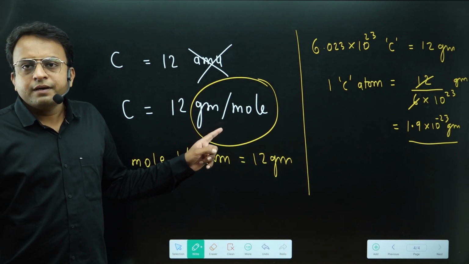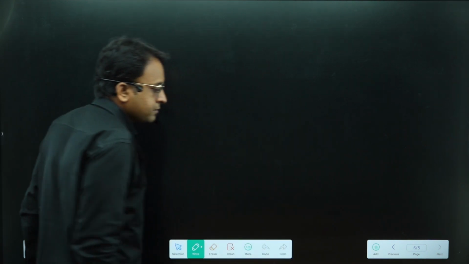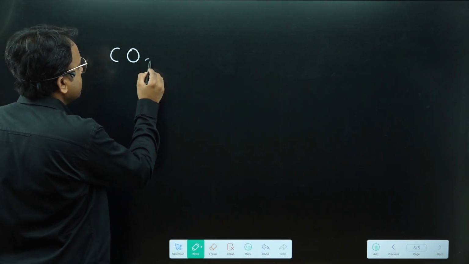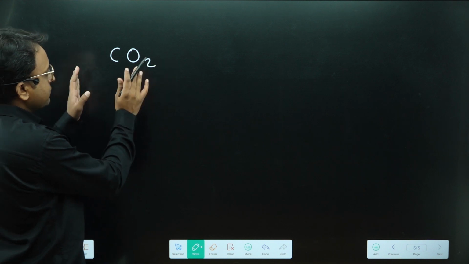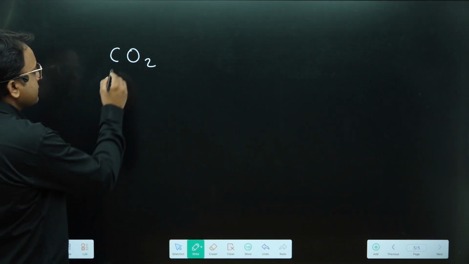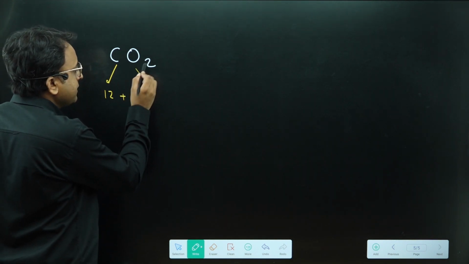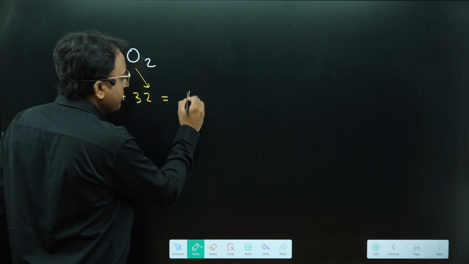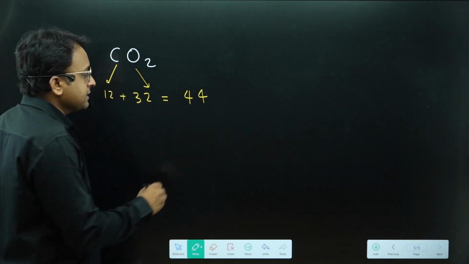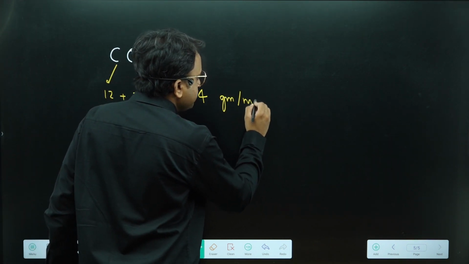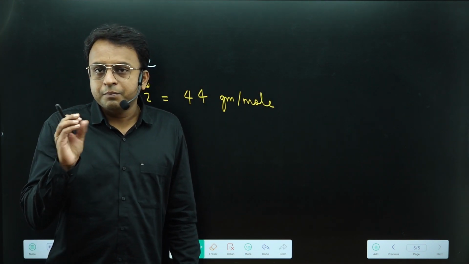So this is the unit of atomic and molecular masses. For example, we have CO2. Carbon is an atom, oxygen is an atom. Atoms combine to form a molecule. Now carbon has a mass of 12 and oxygen has a mass of 16. 16 into 2 is 32. Then the total mass is 44. Now this is the molecular mass, and the unit of molecular mass is gram per mole. Never forget that the unit of atomic and molecular mass is gram per mole.